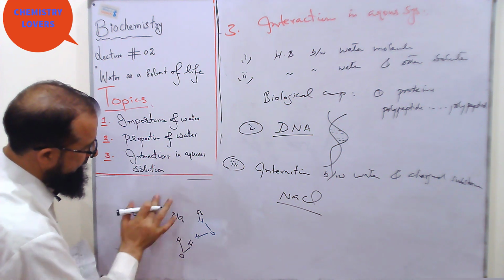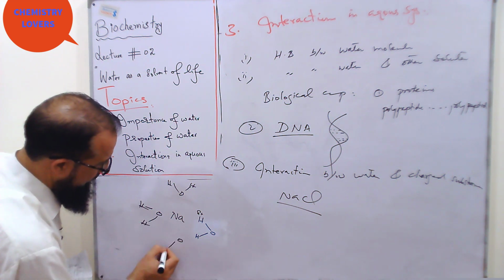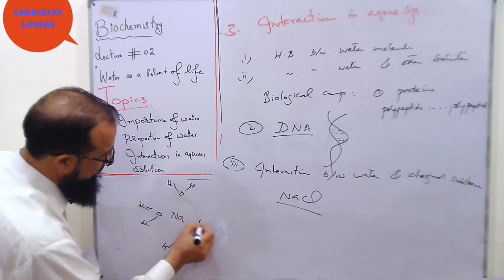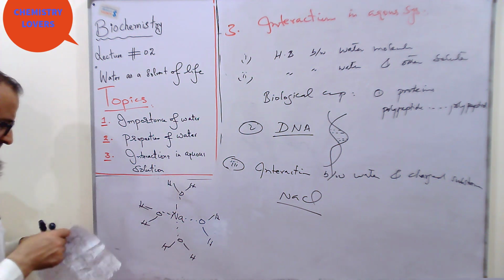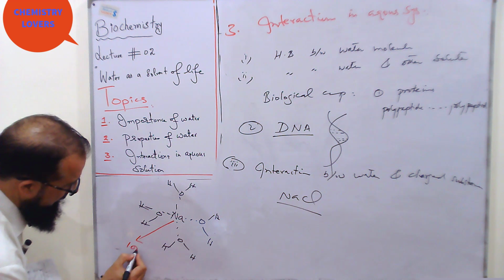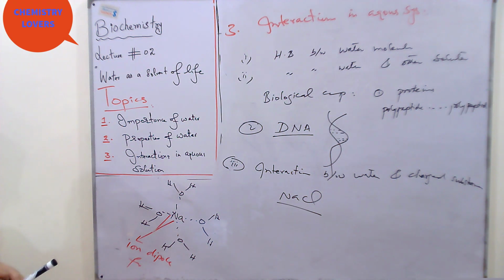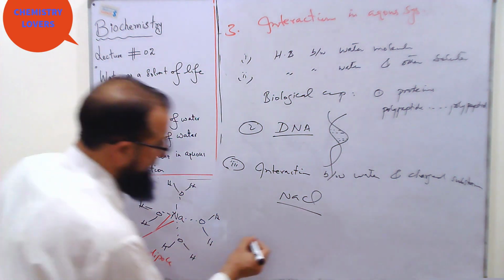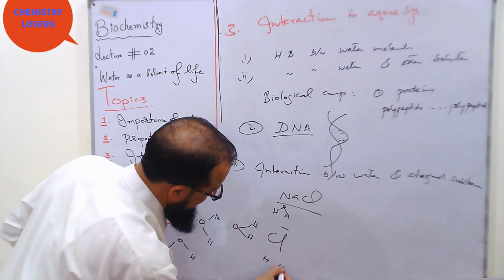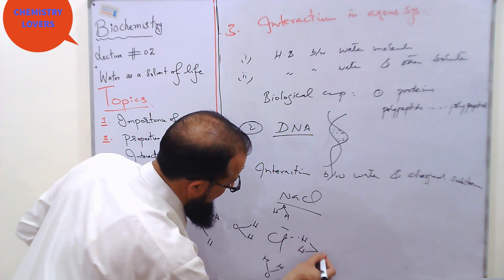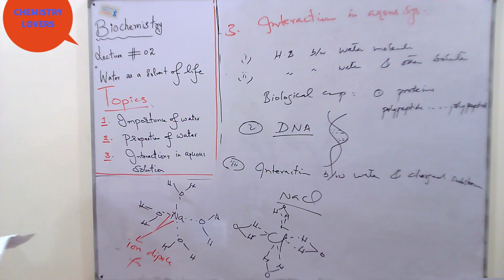So this can be surrounded through ion dipole force. This kind of force is called ion dipole force, because the sodium ion or chloride ion acts as an ion and water acts as a dipole. Similarly, chloride can be surrounded in such a form. So these are another kind of interactions.